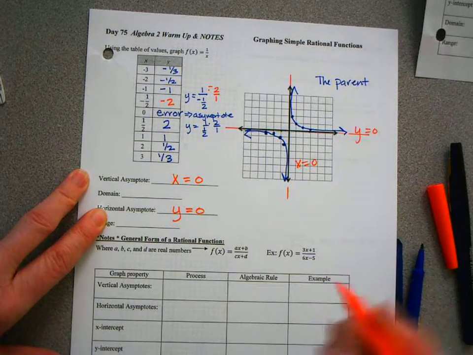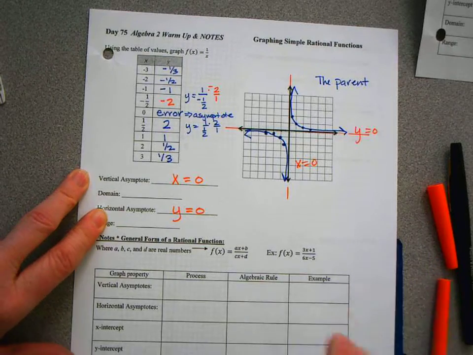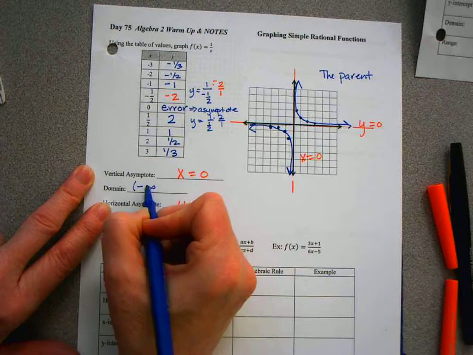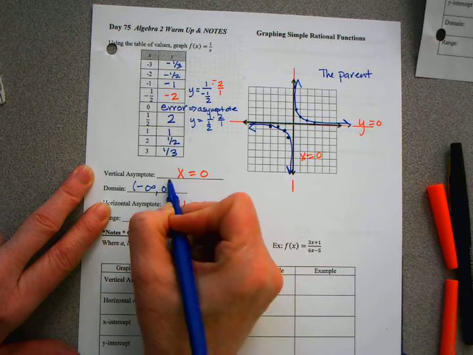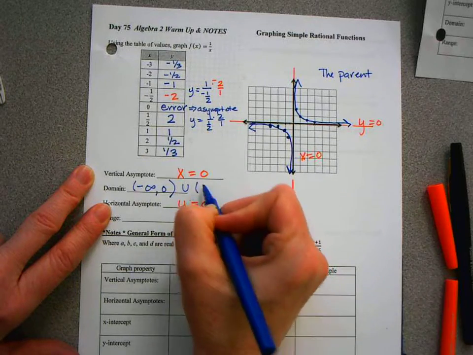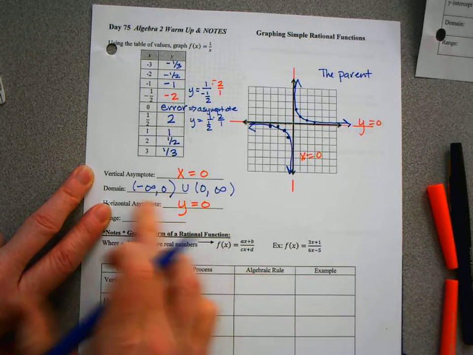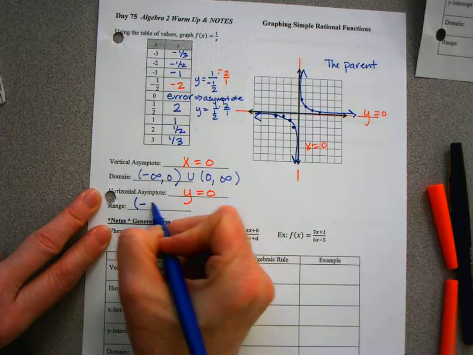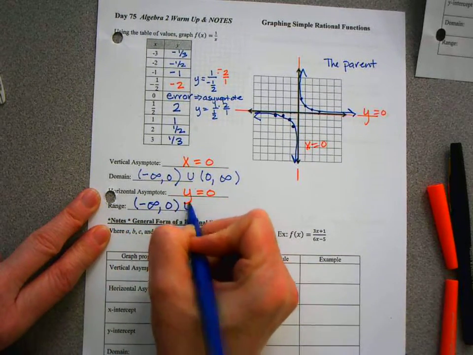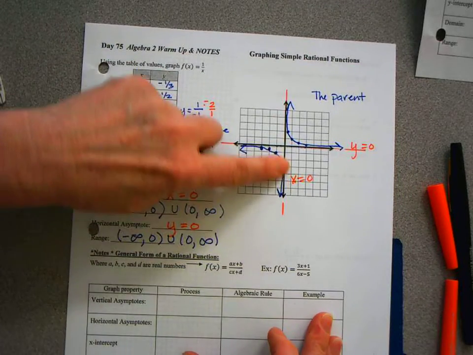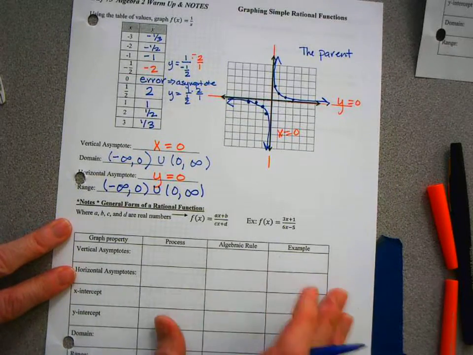Now, the domain. The domain is negative infinity to 0, with a soft bracket since it doesn't include 0, united with 0 to positive infinity. That is how we write all real numbers except 0. And the range is the same thing. It's referring to the y's: all real numbers except 0. So that's the parent.